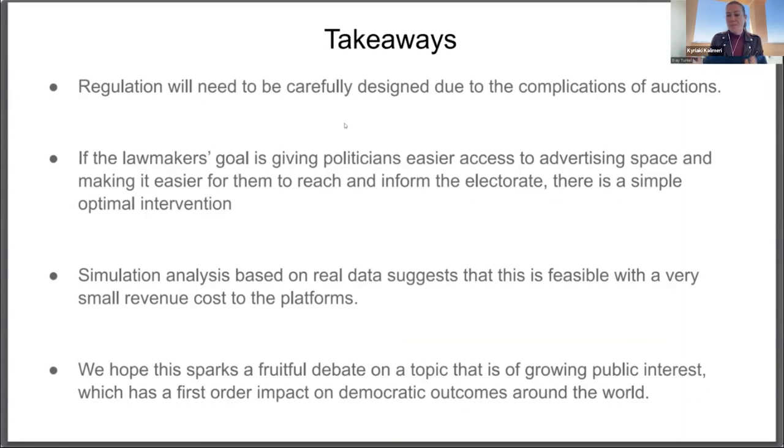We hope there's further research and we've sparked a fruitful debate on this topic that is of interest to everyone around the world living in democracies.